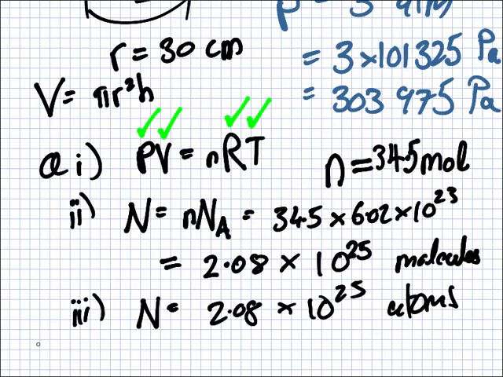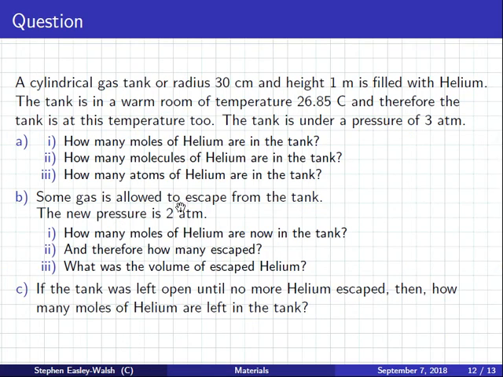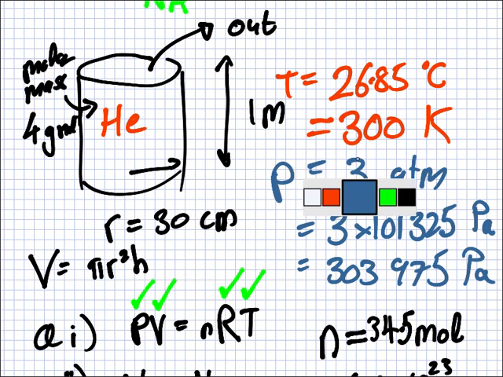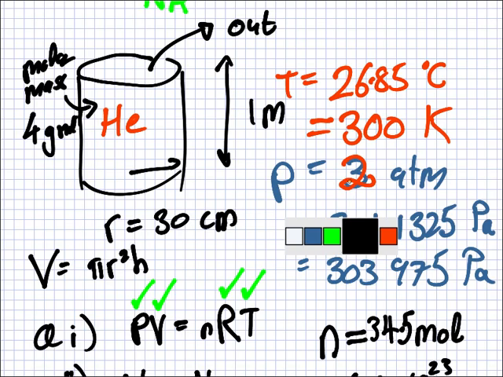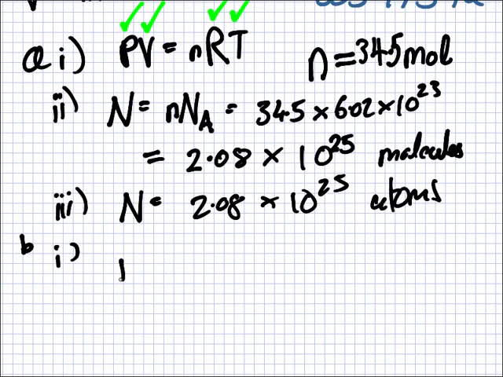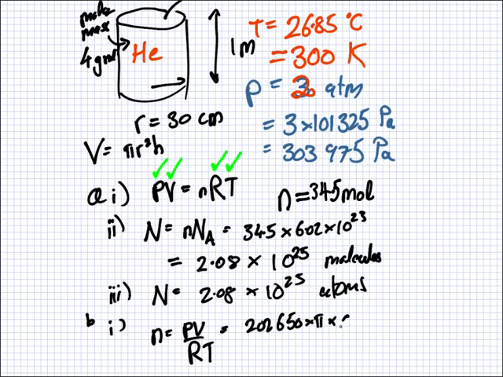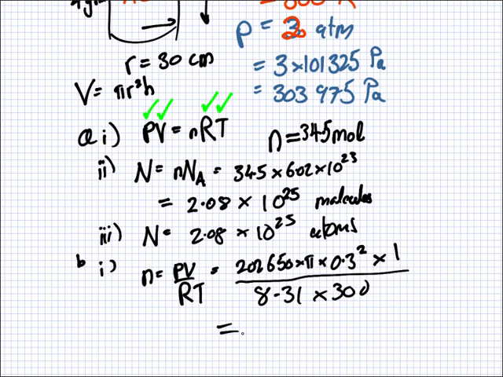Okay. B, part one. Some gas escapes. The pressure is 2. How many moles of helium are there? So what happens now is some gas comes out. So the pressure now is 2 instead of 3. What's the N? Well, we use the same formula. N equals PV over RT. This time the P is 2. So that's 202650 times pi times r squared times h over 8.31 times 300. Let's see what we get.